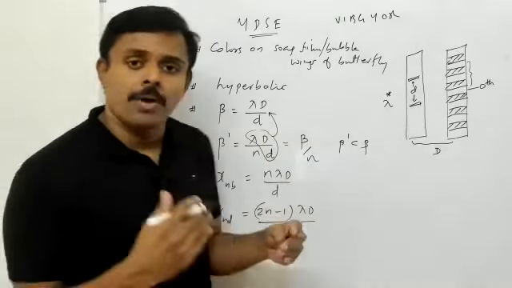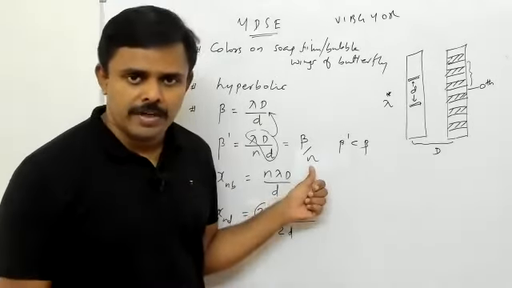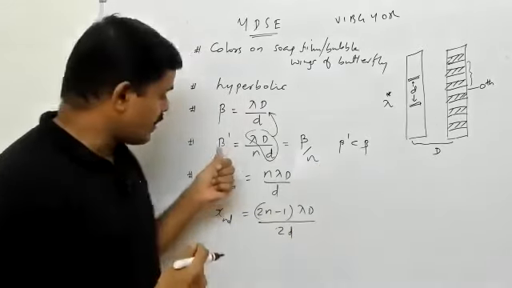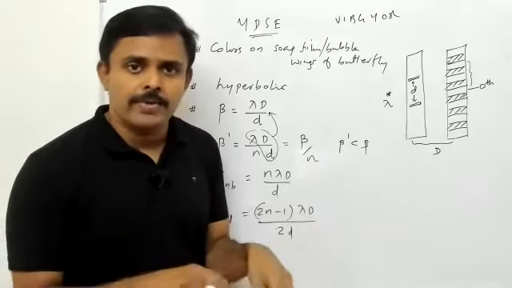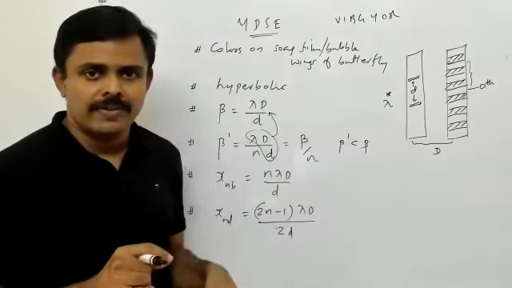And like I said, in most cases the n value will be greater than 1, which means what? When you divide by a number greater than 1, the value will decrease. So beta dash is always less than beta. So inside a liquid, the width of the band decreases, it gets narrower.